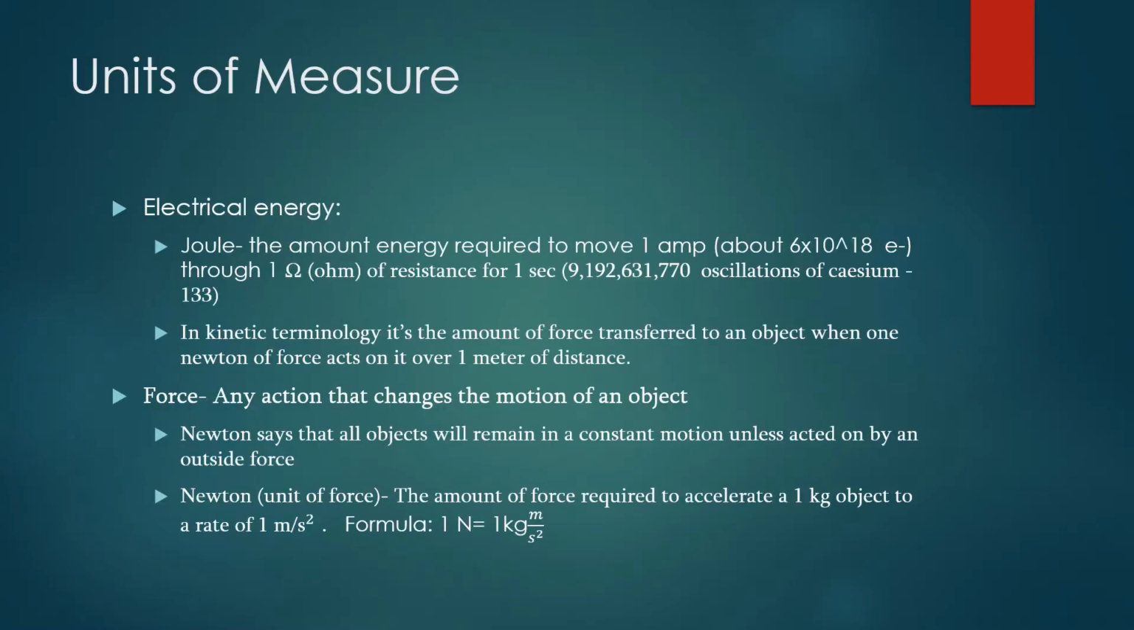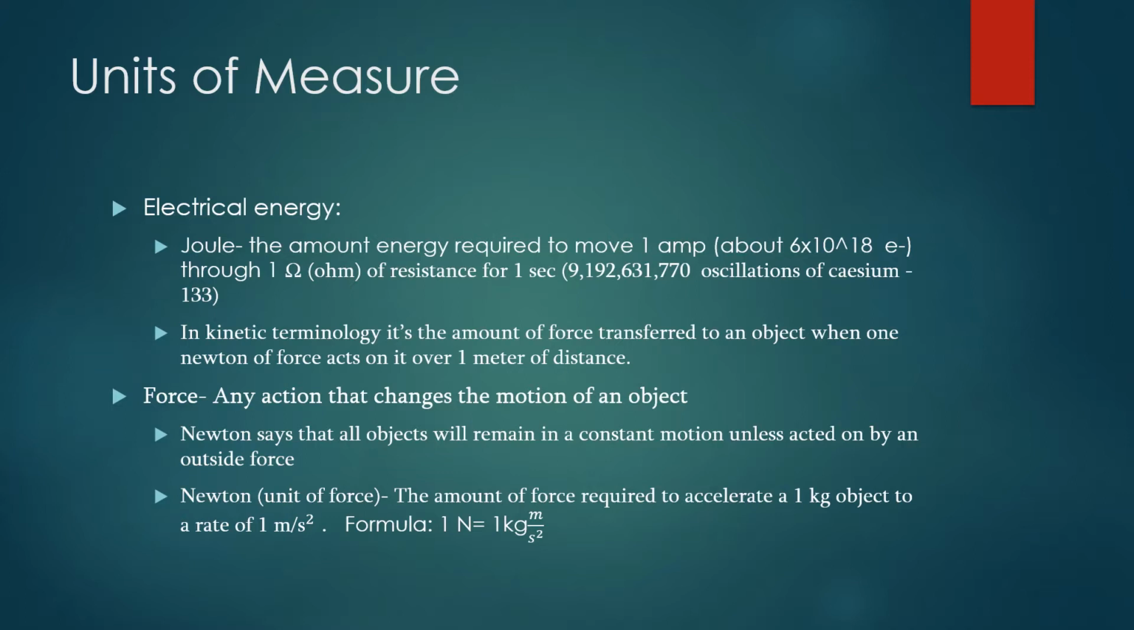Electrical energy. We measure electrical energy for our purposes in the joule. The joule is the amount of energy required to move 1 amp, about 6 times 10 to the 18th electrons, through 1 ohm of resistance for 1 second.